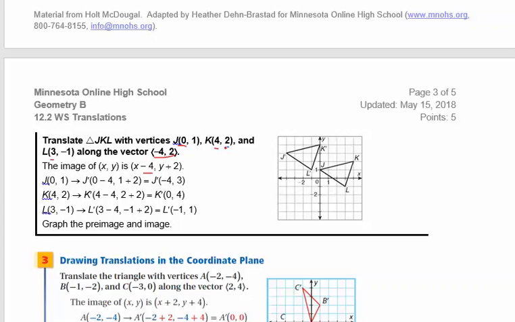Here's the vertical component right here. So we will add 2 to each of the y-coordinates. The rule is to take x minus 4, y plus 2. We do that to every coordinate, and then we get the coordinates of our image. Then you would graph those coordinates using Sketchpad or by hand if you're doing this by hand, and then connect them to make a triangle.